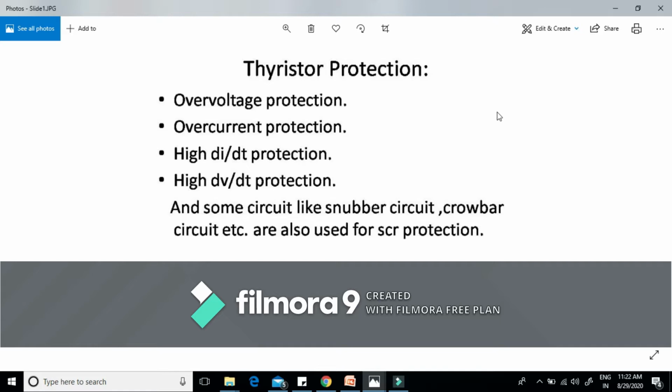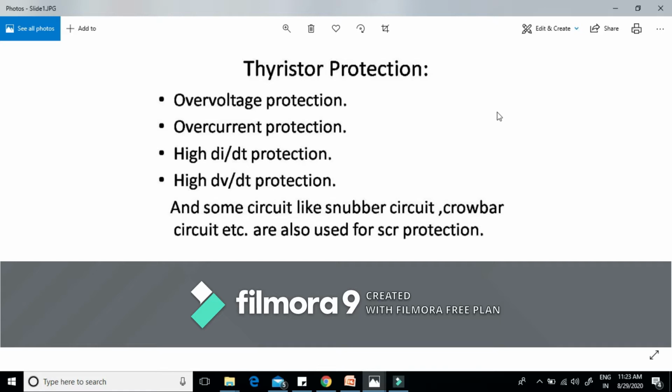There may be false triggering of SCR due to a high value of dV by dt. Also, the high di by dt results in local hotspots in SCR, which causes damage to the SCR. So, in order to avoid such threats, we should use thyristor protection schemes. There are different types of thyristor protection schemes available for satisfactory operation of SCR.